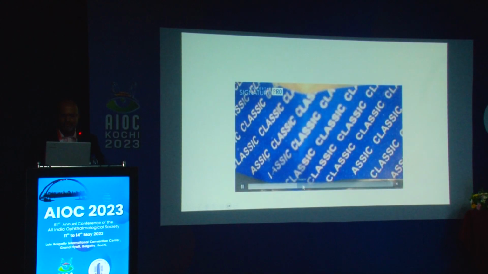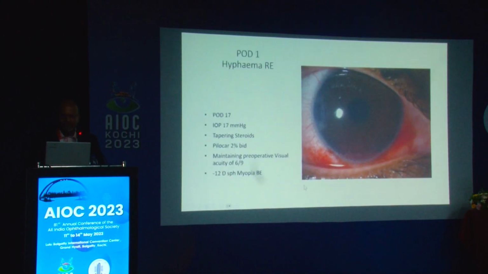This is another patient whom we had operated. She is a high myope, minus 12 D sphere, and she had a high hyphema on the first day, but she was reading well. We tapered the steroids, and pilocarpine 2% we used just because the intraocular pressure was hovering around 17 to 20 millimeters of mercury.